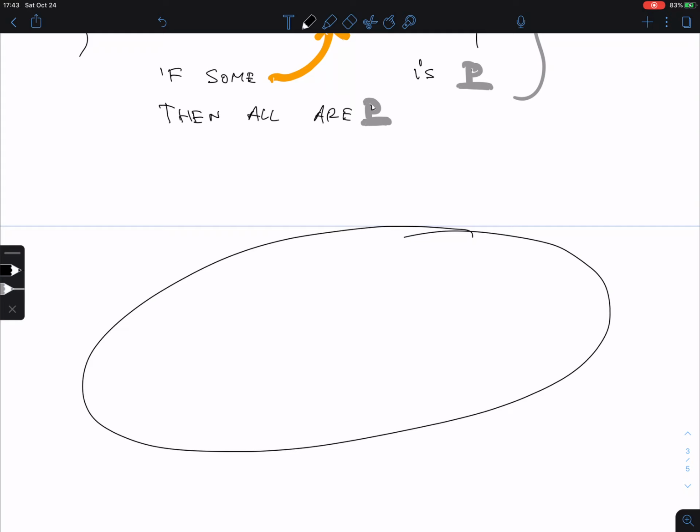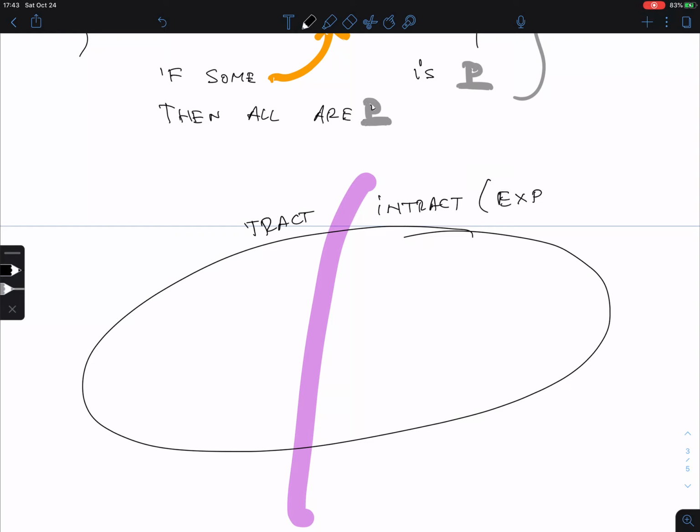And then there's the big dividing line that I said. We have here the tractable ones, and here are the intractable ones. This means exponential, and this means polynomial. So let me just call it P here. And then here is a bunch of problems that are called NP.